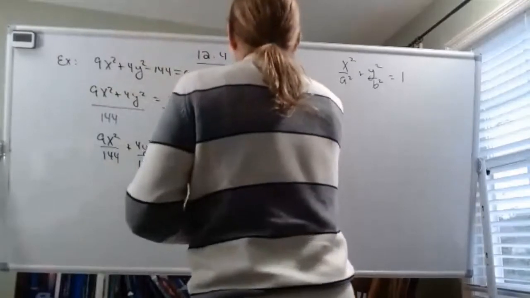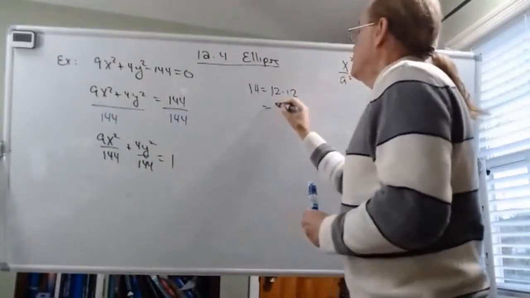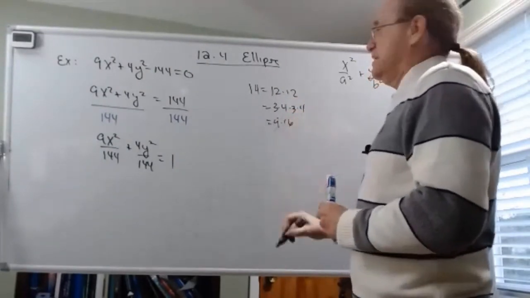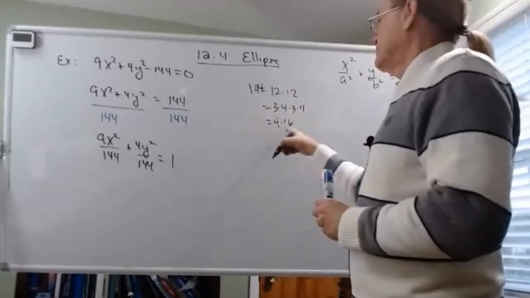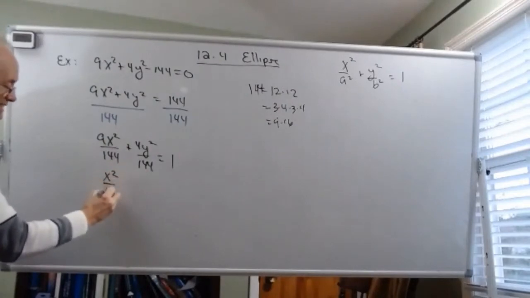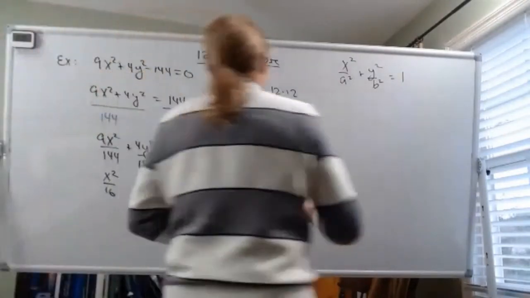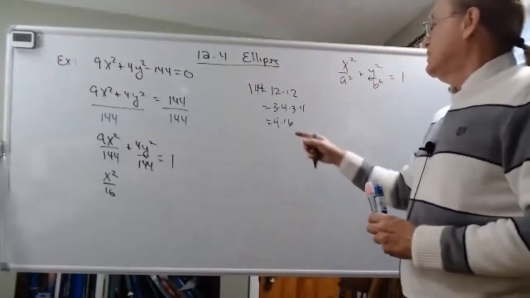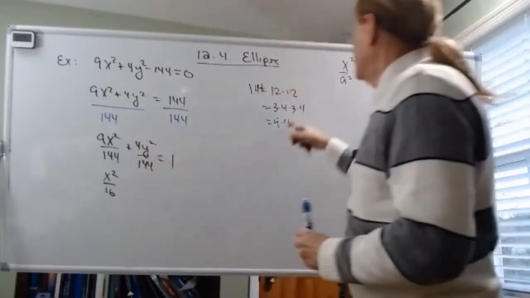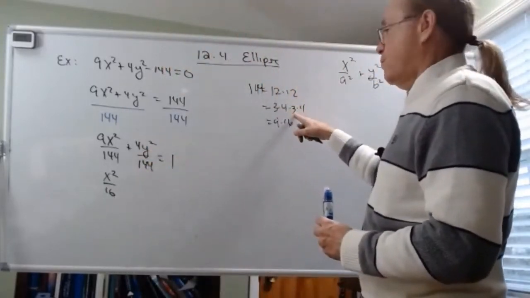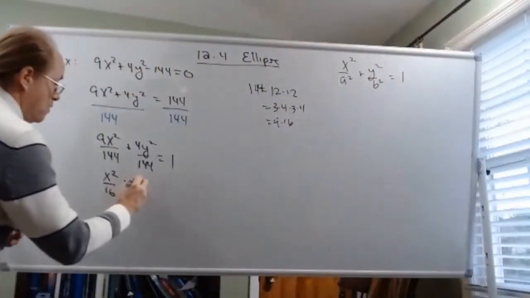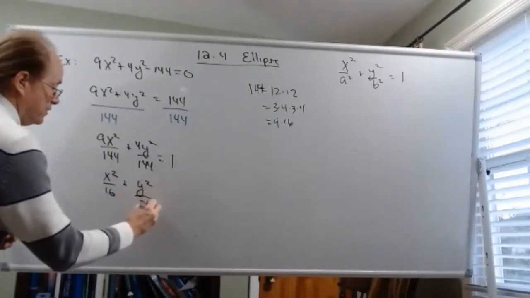144 is 12 squared, so it's 12 times 12, which is 3 times 4 times 3 times 4, which is 9 times 16. So 144 is equal to 9 times 16. So the 9's cancel out to give me x squared over 16. And then over here, one of the 4's cancels out. So I have one of the 4's and I have 9 times 4, I get 36. So 4 over 144 is plus y squared over 36.